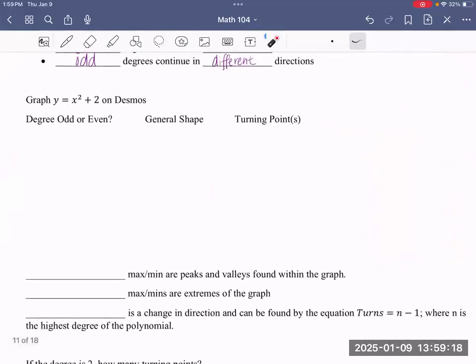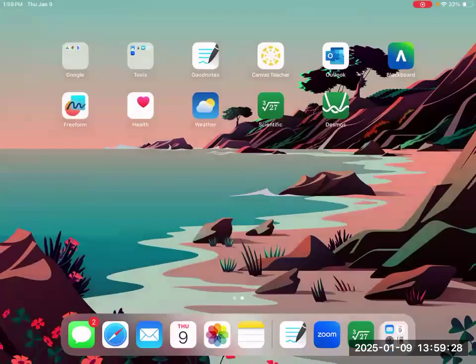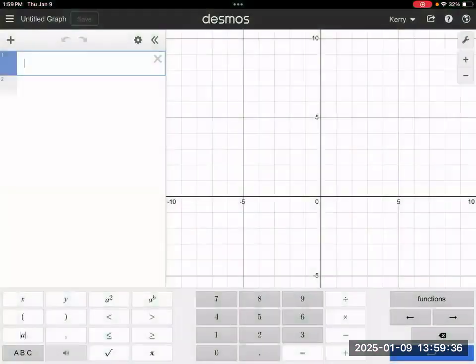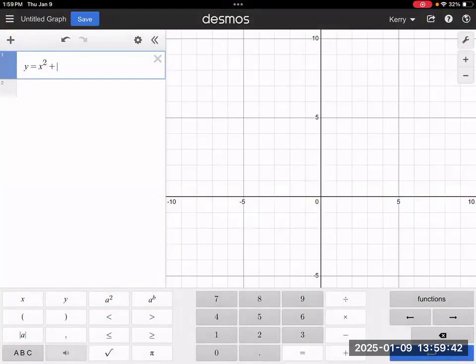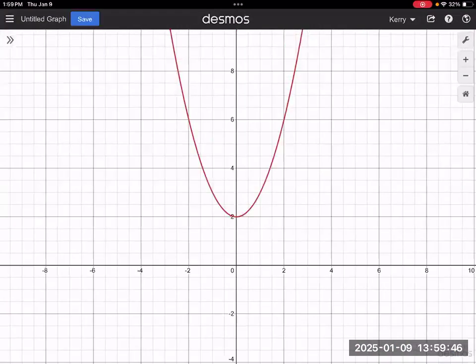Now let's go ahead and graph. So can you guys pause this video and see if you can graph x squared plus 2 on your Desmos? So looking at it on Desmos, we have y equals x squared plus 2. So this is our graph right here.